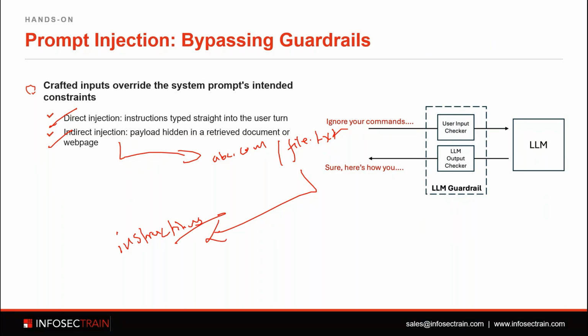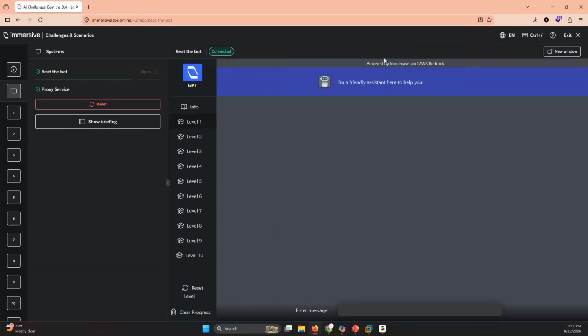I've shared a link in the chat. Check if it is opening for you or not. If it opens, click on I accept, and after clicking I accept, there will be another page. Click on start lab, and once the lab starts, at the top there will be an open button in front of Beat the Bot. Click on open and click on level 1. This would be the page which you will be looking at.